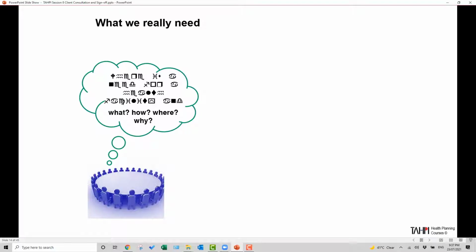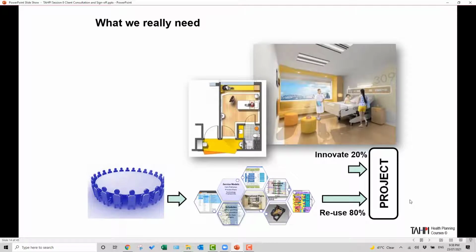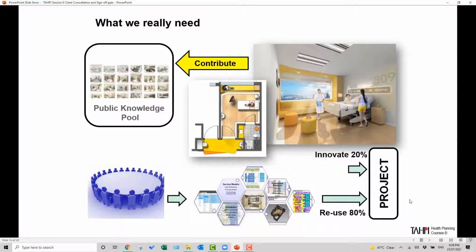We define what we really need to achieve. What, how, where, why. What are the established methodologies? How much should be reused? How much should be innovated? What should happen to the results? What happens with the next project? How much of the knowledge is passed on?